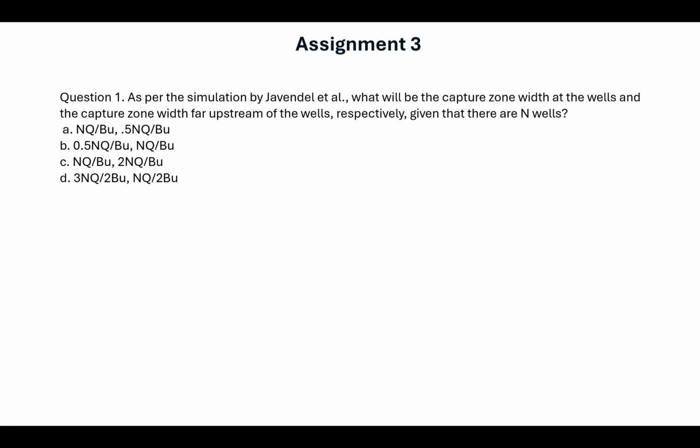So the first question is, as per the simulation by Zevendel et al., what will be the capture zone width at the wells and the capture zone width far upstream of the wells respectively, given that there are n wells. These formulas were discussed: if there are n number of wells, what will be the capture zone width at the wells and far upstream of the wells. I will give you all 3 minutes. Just take your time and write the option which you think is correct in the chat box, and then we will discuss.